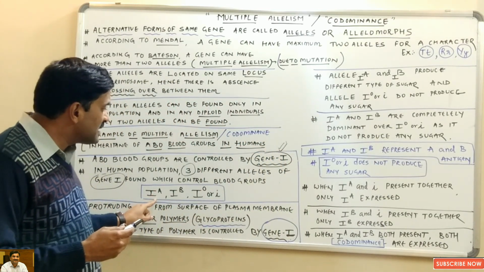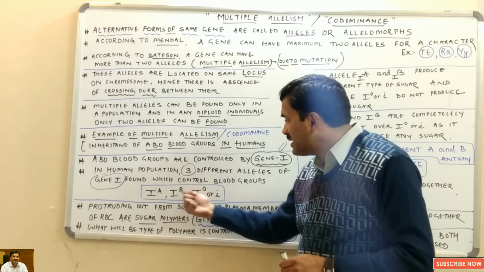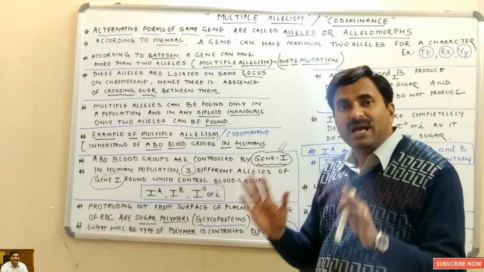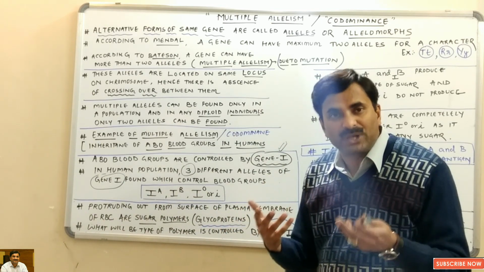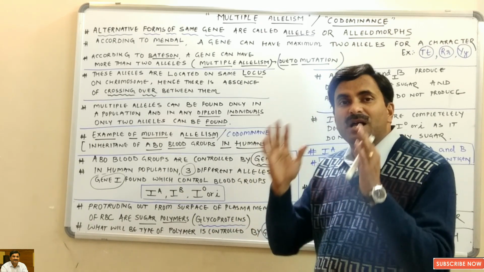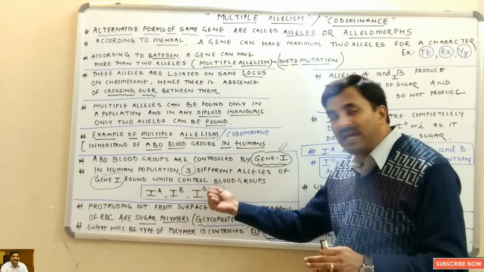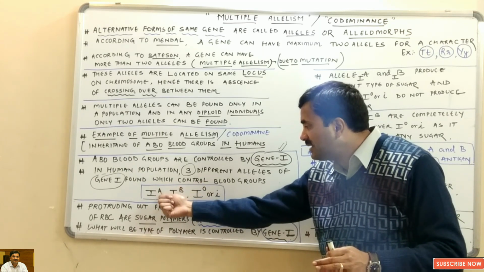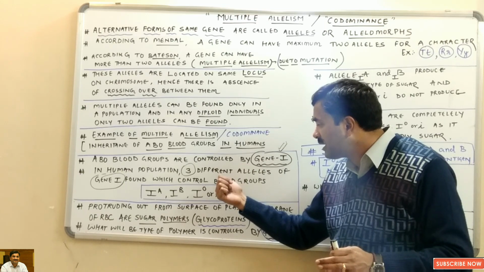Now the question arises: what do we mean by IA, IB, IO? What is A, what is B here? You must know that A and B are basically antigens, or glycoproteins, which are always present on the surface of the RBC. IO or I does not have any antigen. IA has the A antigen, IB has the B antigen, and IO has no antigen.